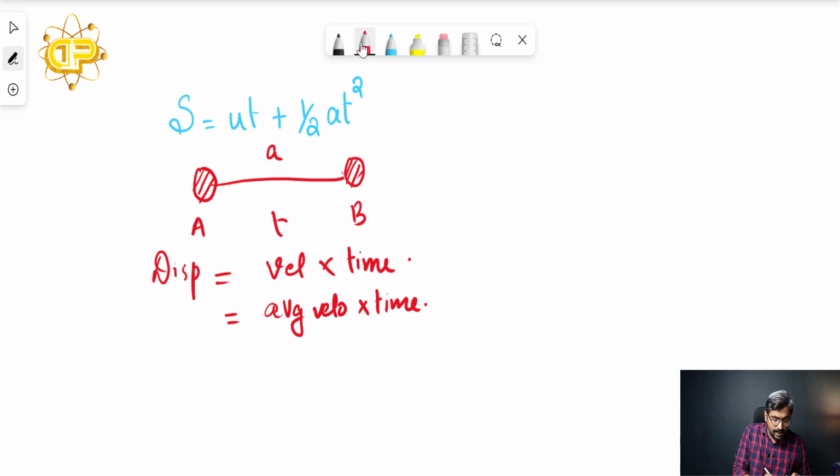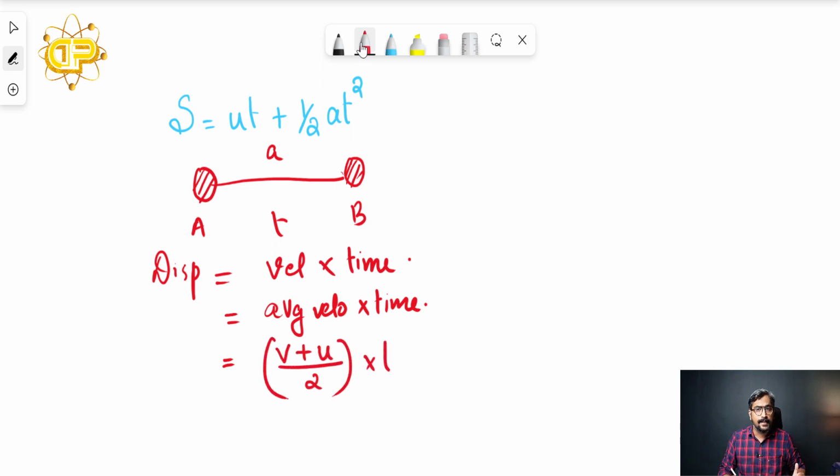Why? I can only take this particular equation if this is a uniformly accelerated motion. If this particular object is in non-uniformly accelerated movement, then we cannot take this equation. It is something else that you will study in your 11th standard. Now I can say that displacement is given by (v plus u) by 2 into time. I hope that you got the point.